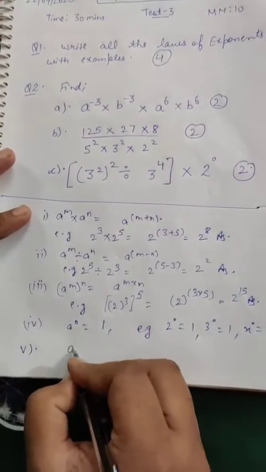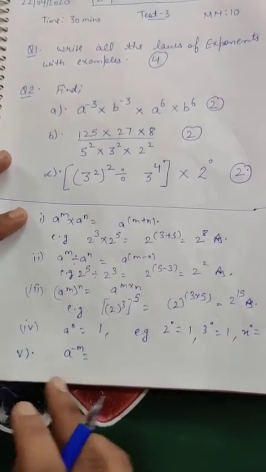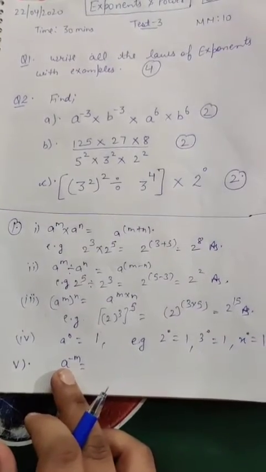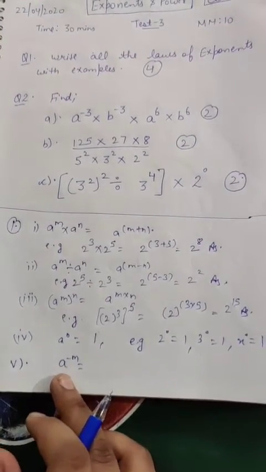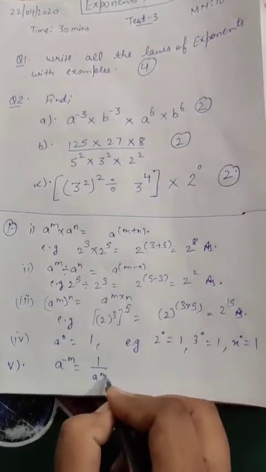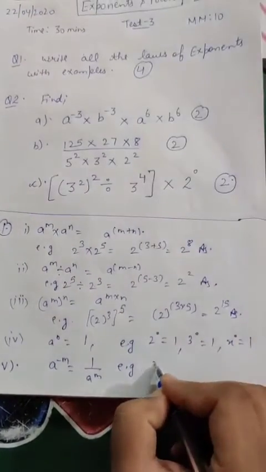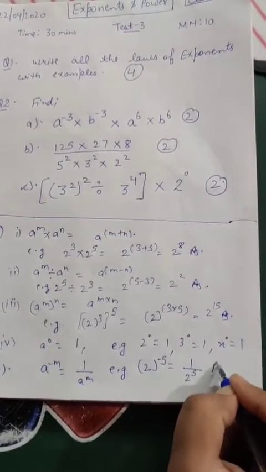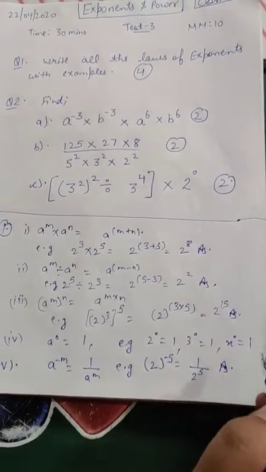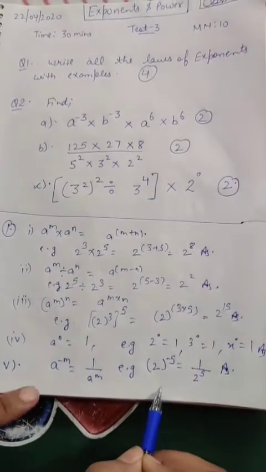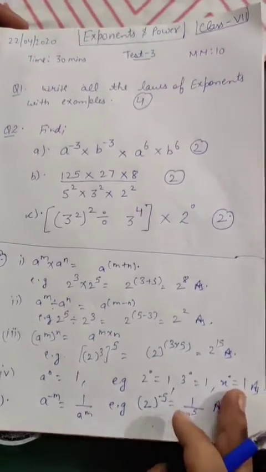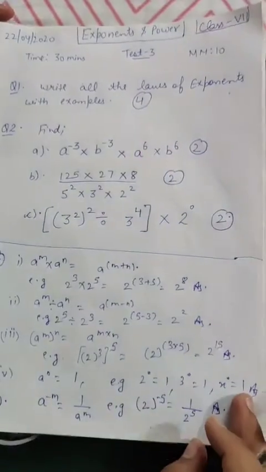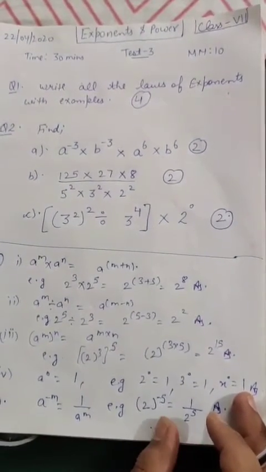Fifth law is a raised to the power minus m. The exponent is in the form of a negative integer, and we have to convert it into the positive. So 1 upon a raised to the power m. Example, 2 raised to the power minus 5, and it will be written as 1 upon 2 raised to the power 5. So what we have done, we have just taken the reciprocal in case of negative exponents. So this is the first question, that you have to write all the laws of exponents with the given examples. So these are all the laws of exponents with the given examples.